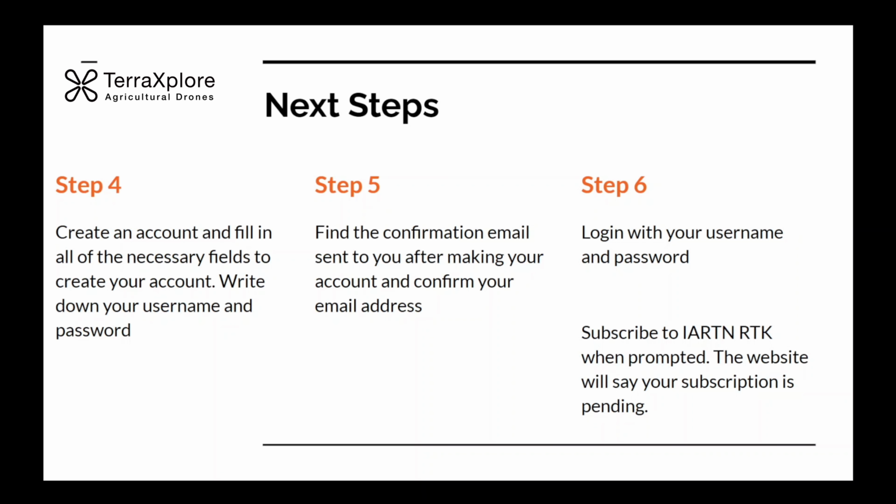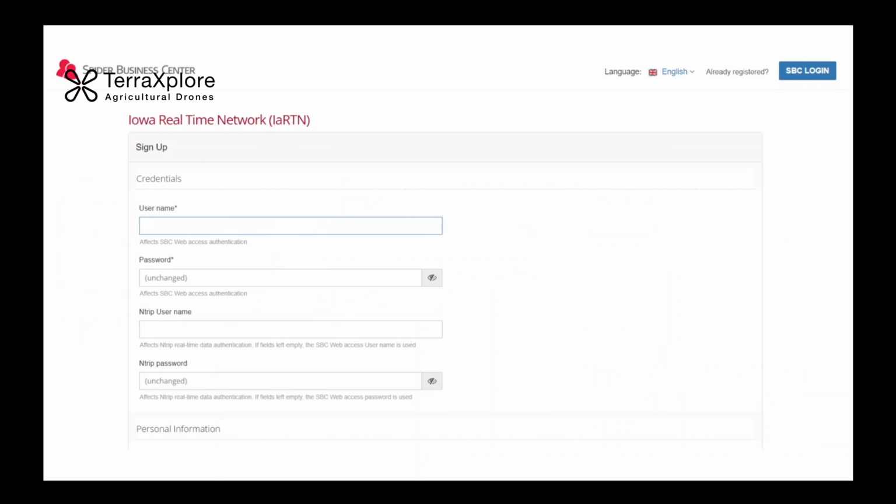When prompted, the website will say your subscription is pending. Don't worry, it's free. I subscribed for free and it'll give you 2 years. So here's what those screens look like. Here's the actual sign-up page. Keep your username and Ntrip username pretty much the same. Same with your password and your Ntrip password. That's just going to make it easiest.